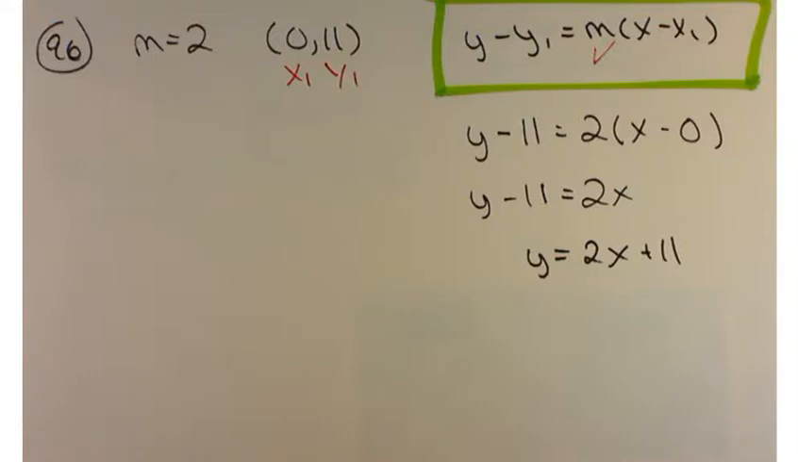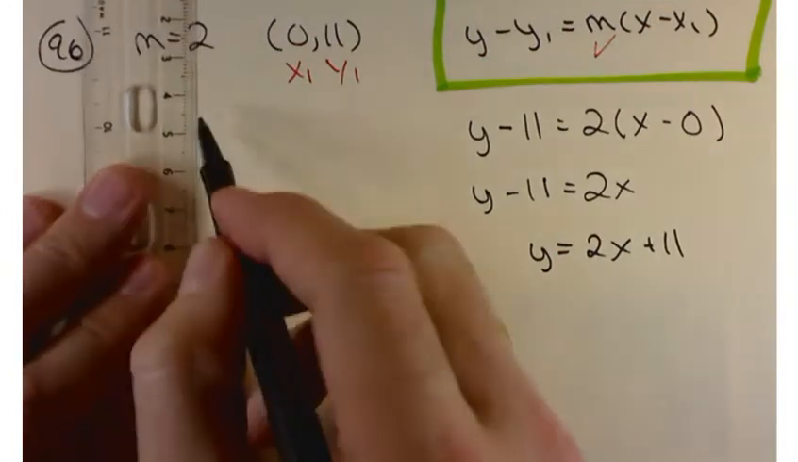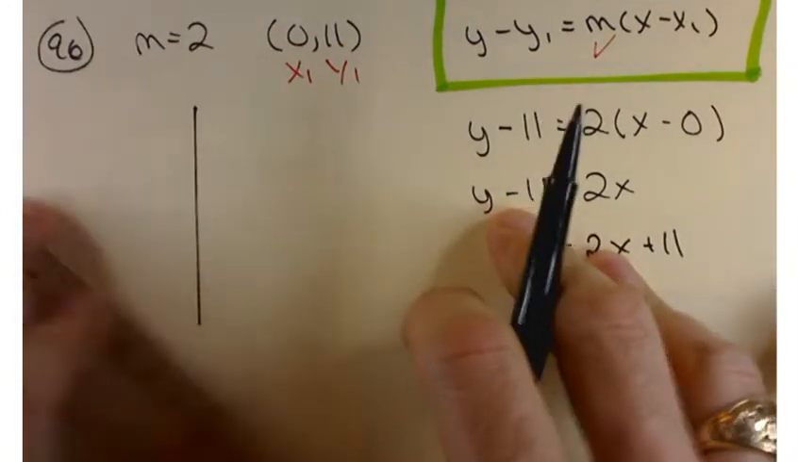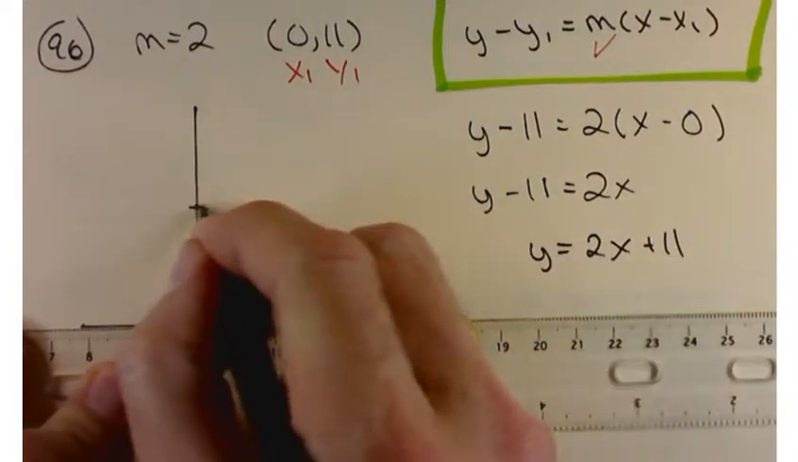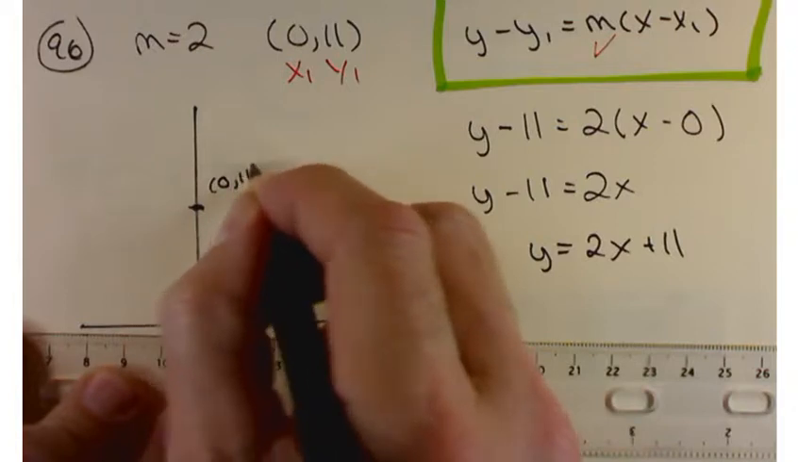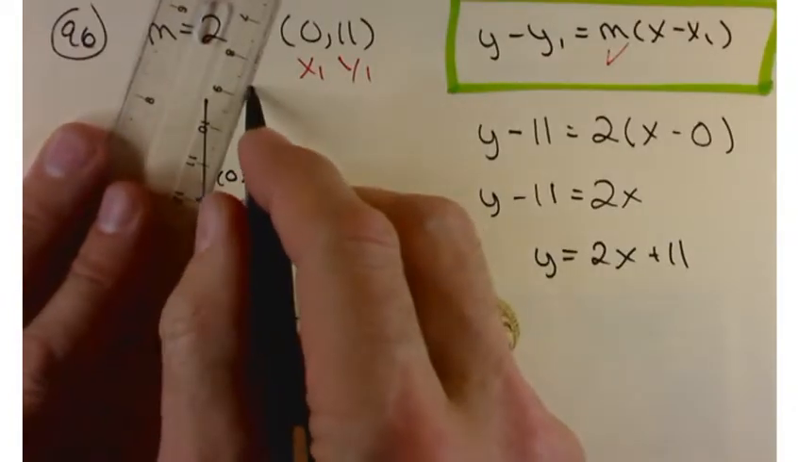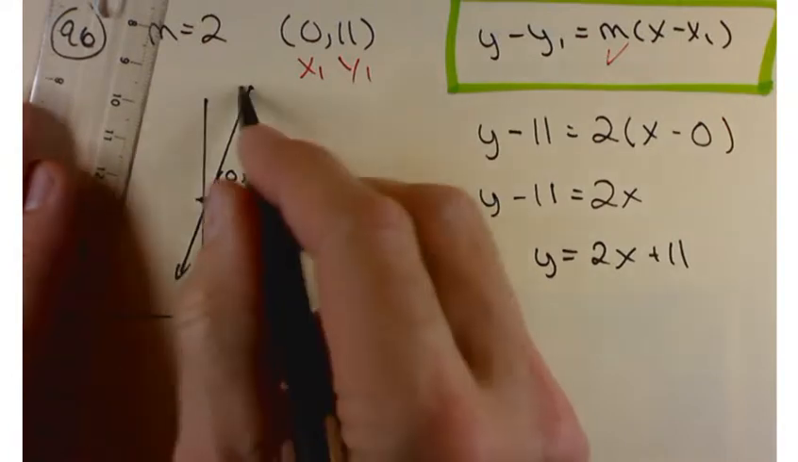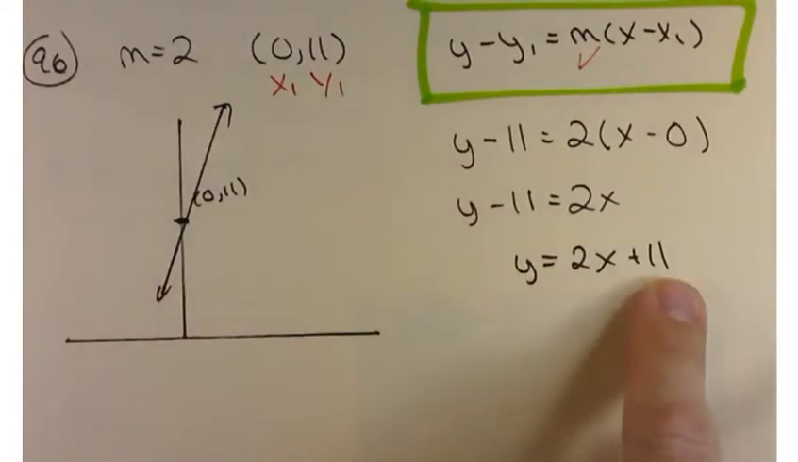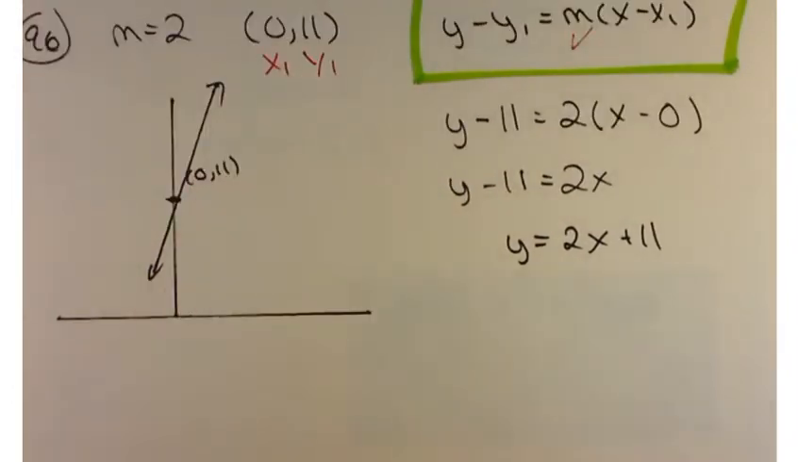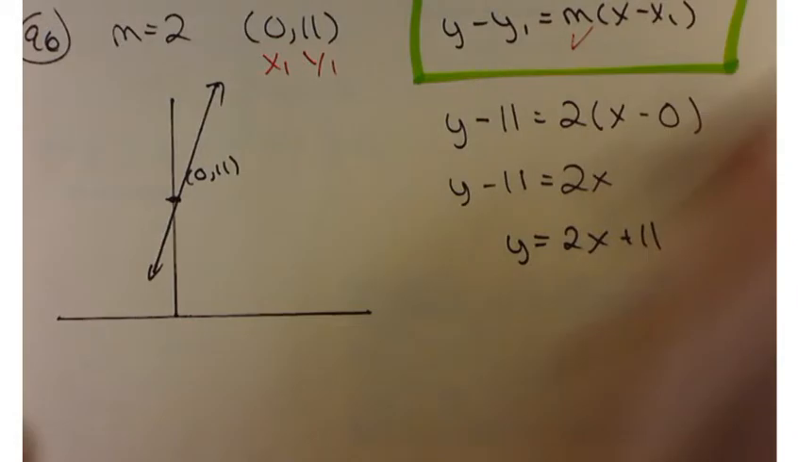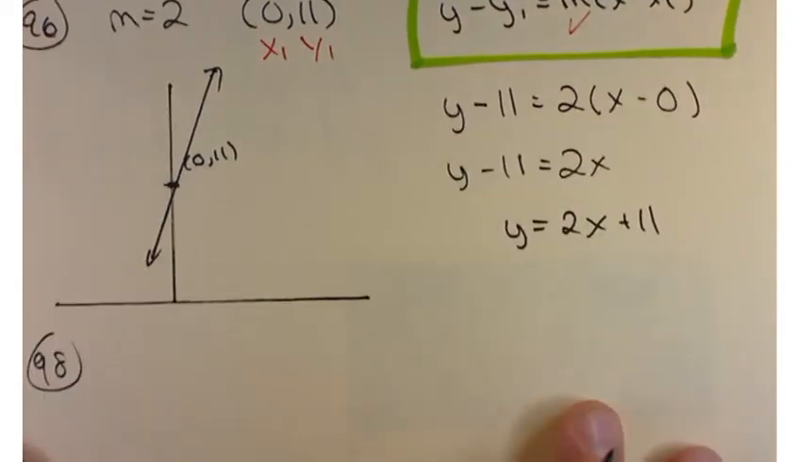Now, could we have done this better, easier, faster? Yes, for this particular one. Had you realized that the point that I gave you was actually your y-intercept. If you realize, oh, gee, that's the point (0, 11), I have a line that goes through there, yeah, you could have done it easier. You could have said, all right, y equals 2x plus 11. Generally speaking, you're not going to get quite so lucky to get the y-intercept as one of your points. So we're going to practice number 98 because it's not quite as simple.